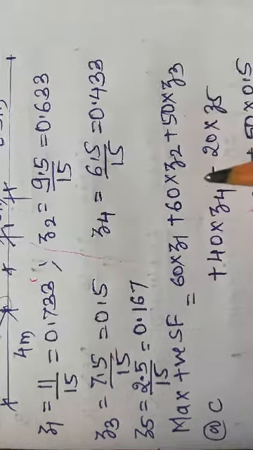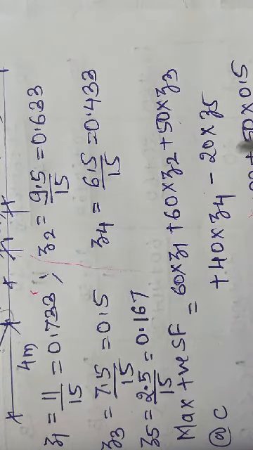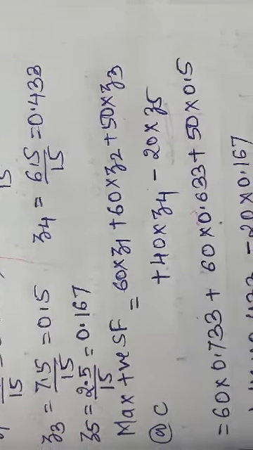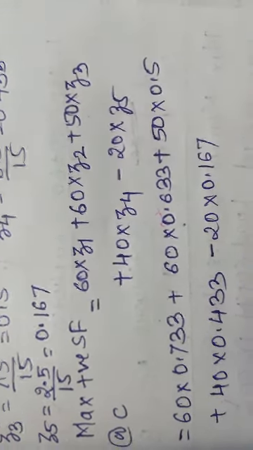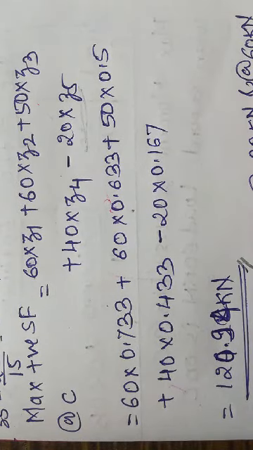So these are the values for Z1 till Z5. Now maximum positive shear force is loads multiplied with their ordinates. Here only 20 kilonewton is having the negative ordinate. Substitute the negative ordinate and calculate the value. Here you will get it as 120.94 kilonewton.